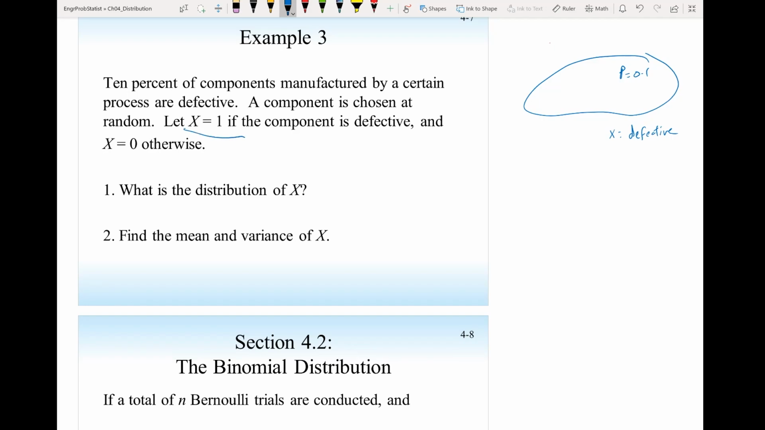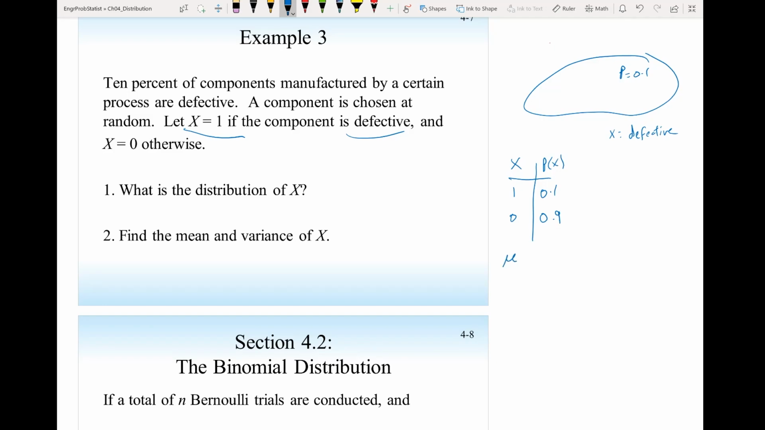So 1 is for defective. What is the distribution of x? X, probability of x. So x could be 1, defective, and the probability is 0.1. X could be 0, no defect, and the probability would be 1 minus 0.1, which is 0.9. So this is the distribution. Find the mean and the variance.